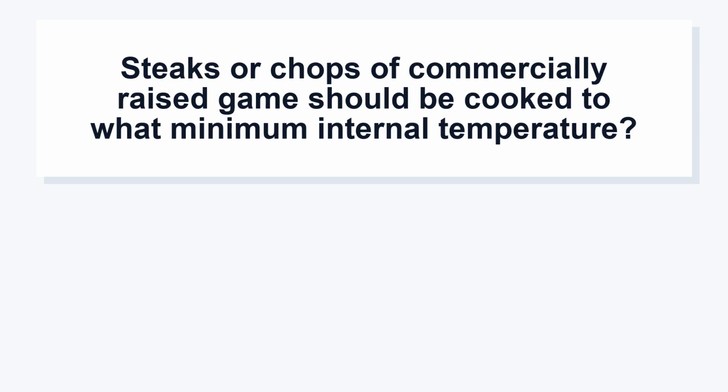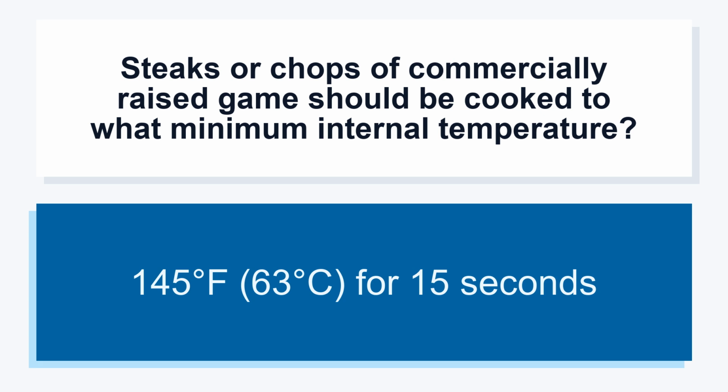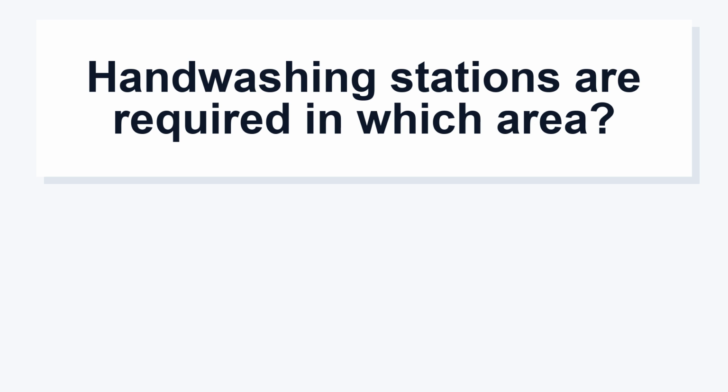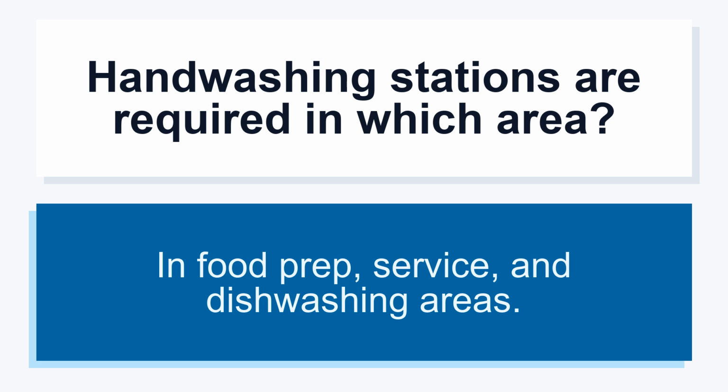Steaks or chops of commercially raised game should be cooked to what minimum internal temperature? 145 degrees Fahrenheit, 63 degrees Celsius, for 15 seconds. Hand washing stations are required in which area? In food prep, service, and dishwashing areas.